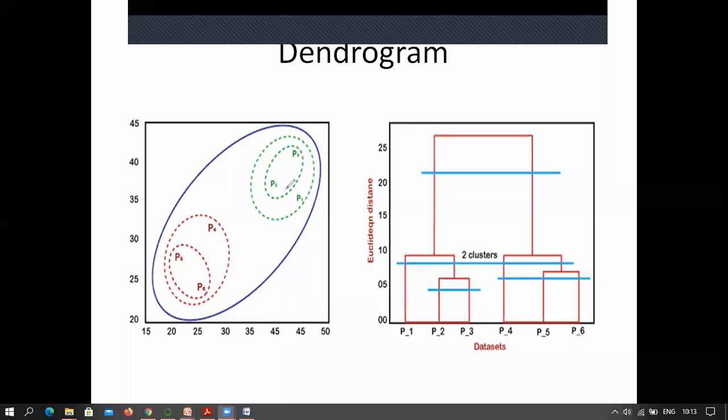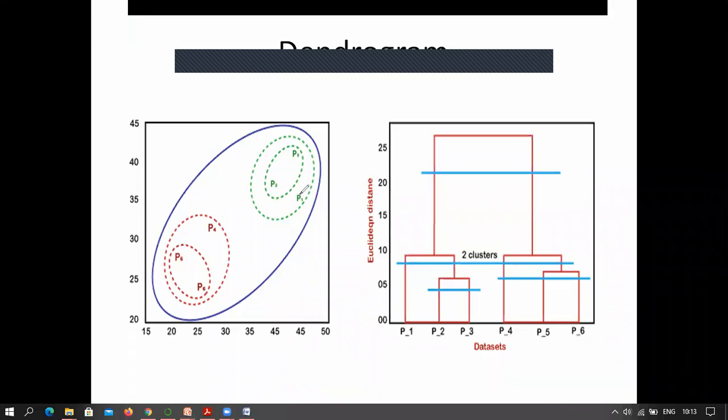In this example, I have written P1. You can assume P1 was initially one data point, then P2, next P3, P4, P5 and P6, all representing your data points. So how many data points are there? Initially, there were 6 data points, and those are represented on the x-axis. Suppose this is P1, this is P2, this is P3, P4, P5, and P6. At any distance, you can plot them.